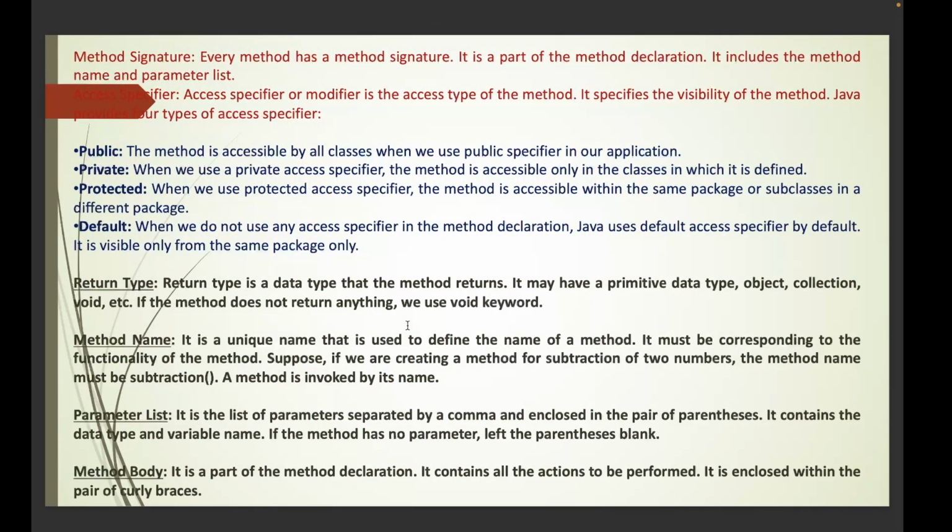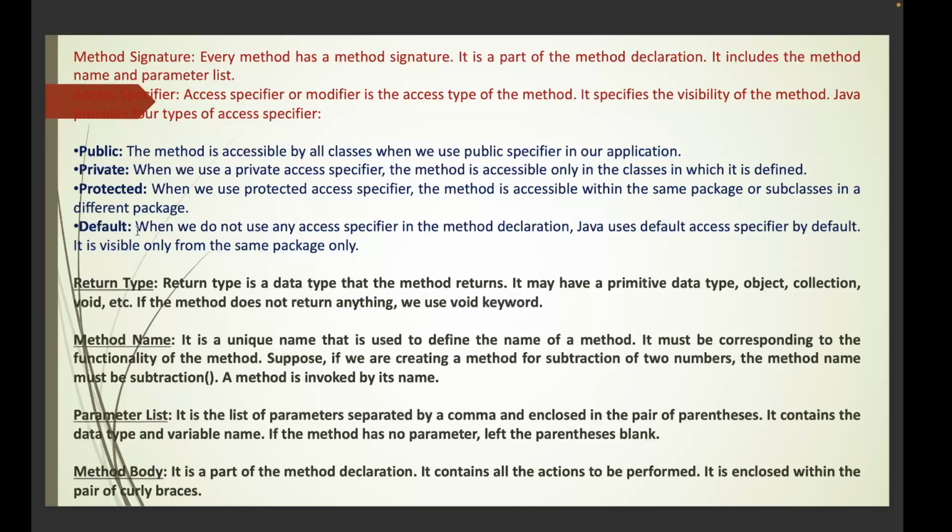Next is method signature. The different access specifiers which can be used are public, private, protected, and default. Public: the method is accessible by all the classes when we use the public specifier. Private: when we use a private access specifier, the method is accessible only in the class in which it is defined. Protected: when we use the protected access specifier, the method is accessible within the same package or subclasses in a different package. The subclasses need to inherit the parent class, only then will the protected modifier work.